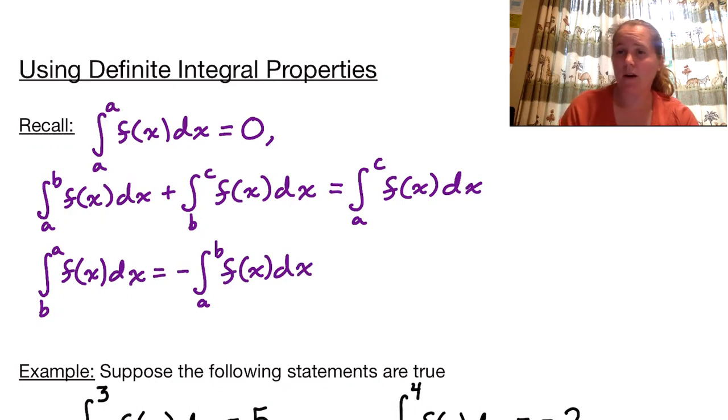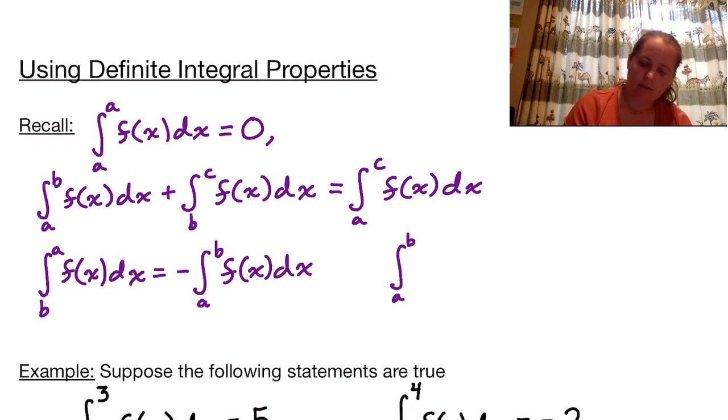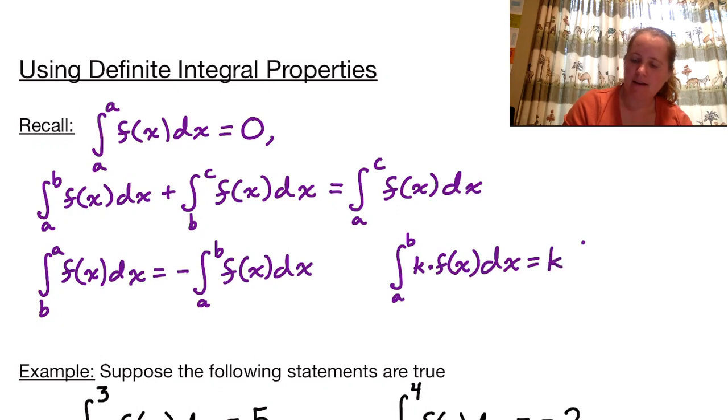We also can pull constant multipliers out of a definite integral. So if we have a definite integral from a to b of, let's not use c, we already have c's involved, let's do k times f of x dx. This is k times the integral from a to b of f of x dx.